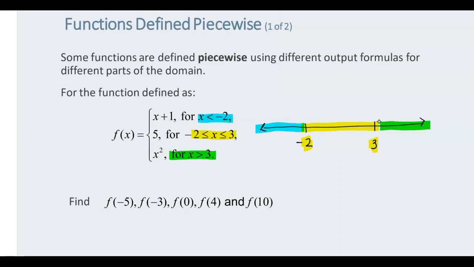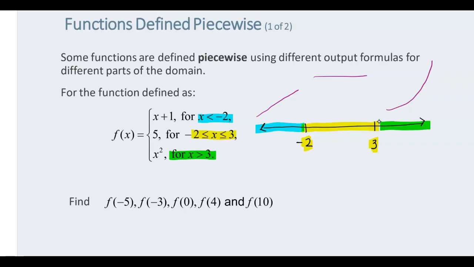So the graph x plus 1 is going to be in that first portion. X plus 1 is a line, right? It looks kind of like this. And then we're going to have the graph 5, that's a constant graph, somewhere in the middle, somewhere like this. And then for the rest of it, we're going to have x squared. The x squared graph looks something like this.